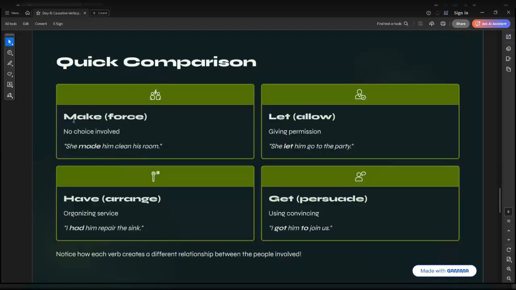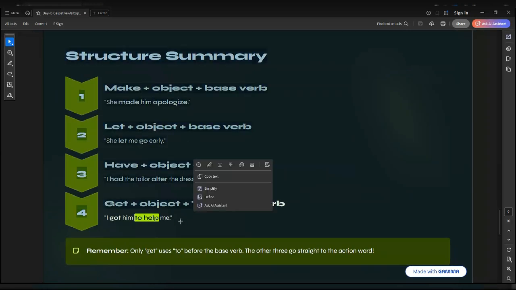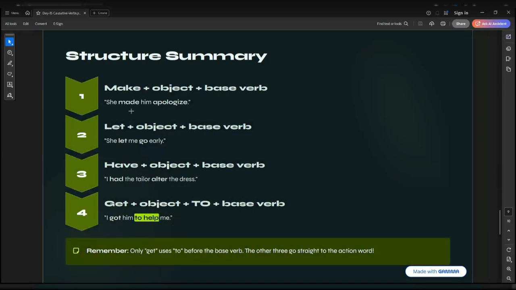So these are the four: make, which means forcing someone. Let means allowing someone or giving permission. Have means arranging for someone, and get means persuading someone. Okay, this is the last thing. I will be giving the PDF to you guys. You can take a screenshot. This is the whole summary.